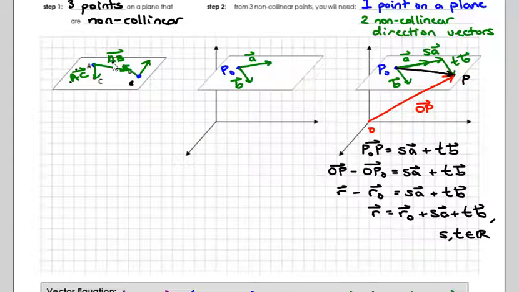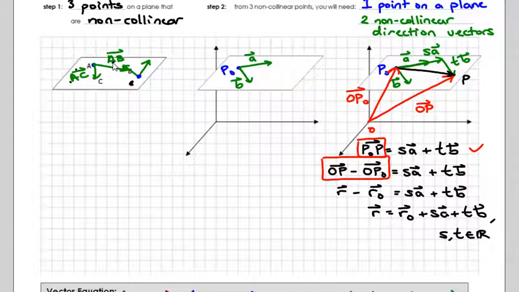And that's what this equation right over here says. I can write P naught P is equal to SA plus TB. Now if I decided to change this instead to a subtraction, a vector subtraction of position vectors, I would have OP minus OP naught is equal to, and then all the rest.